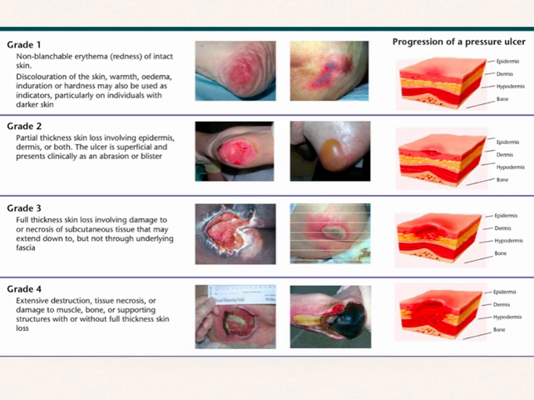Grade 4 is basically when they start having damage to that muscle or through the fascia. They can have a significant amount of tissue necrosis there. And basically it's kind of like a full thickness loss where you're going down through the epidermis, the dermis, and even the subcutaneous tissue down into the muscle or bone.